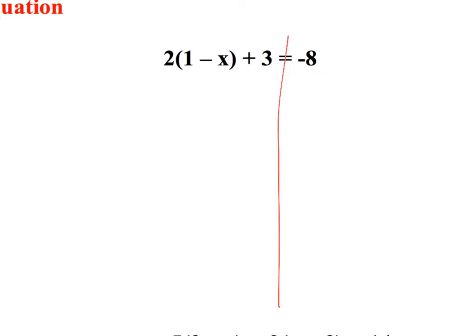Kevin, what do you think I should do first? Do you see something to distribute, maybe? Yeah, that 2. So we have to distribute first. If you see distribution, you got to do it. 2 times 1 is 2. And 2 times negative 1x would be negative 2x. Remember, if you don't see a number in front of the variable, it's a 1.